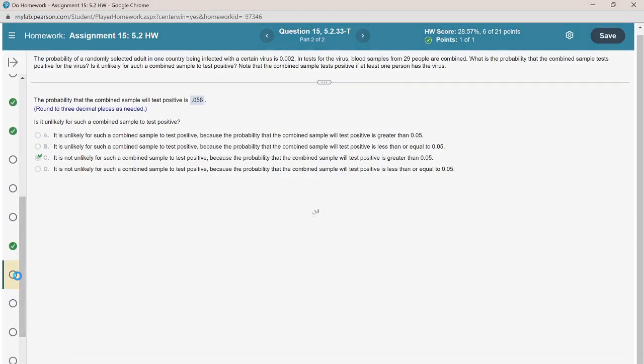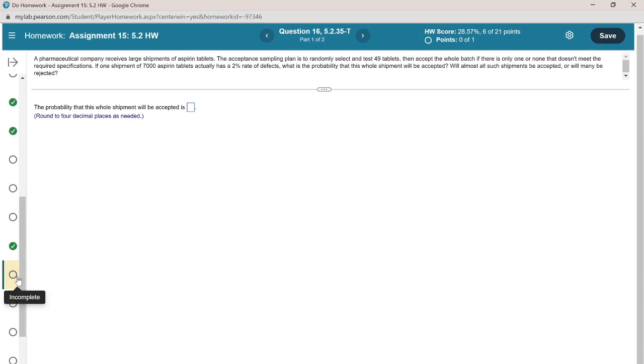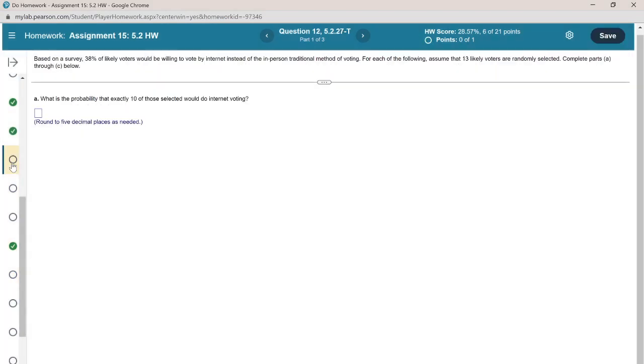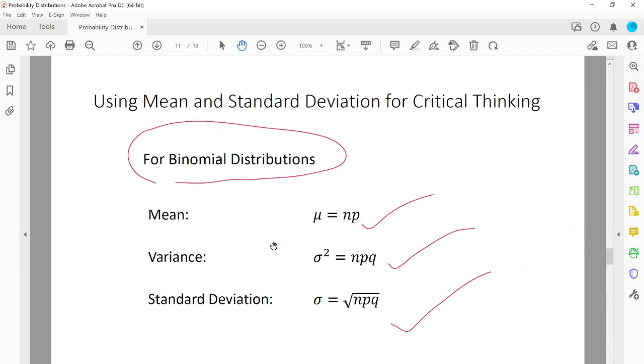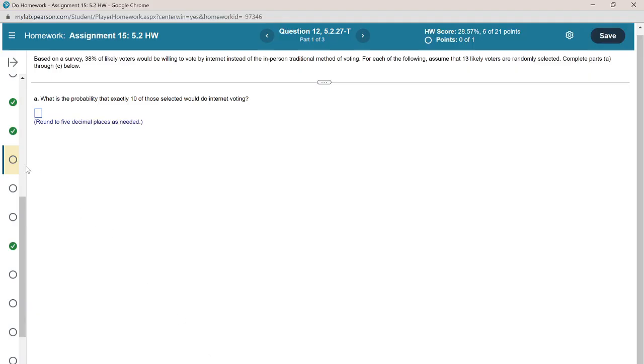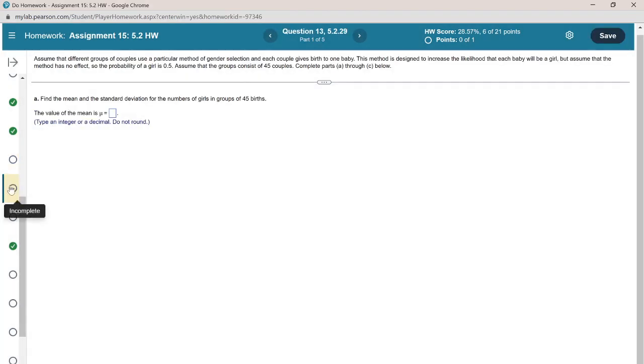Okay, let's look at one more problem. I want to do one more problem for this formula. So let's look at one more problem. Okay, so let's look at this problem.